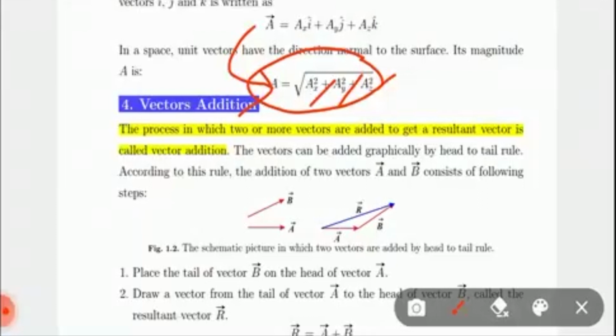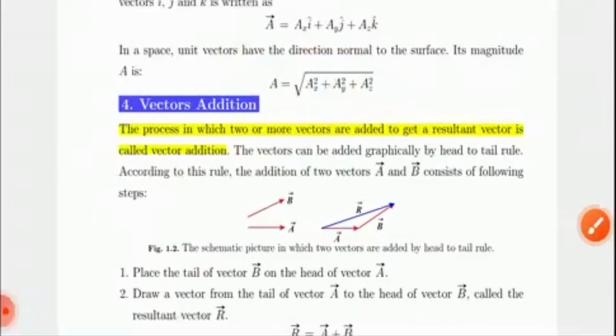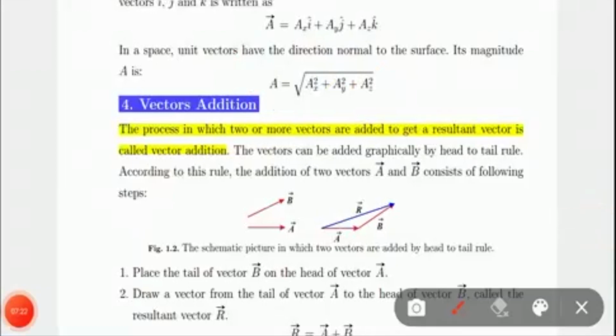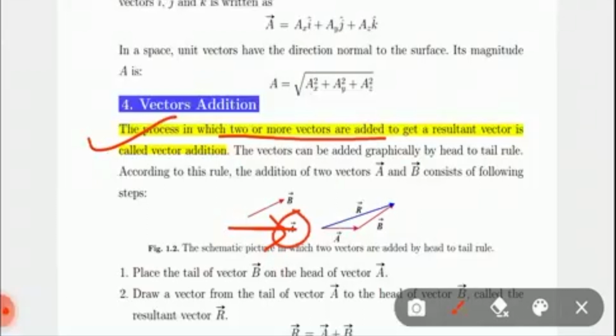Now we can add these vectors by using vector algebra. Here you see the process in which two or more vectors are added together to get a resultant vector is called the vector addition. Here in this diagram, we have two vectors. The first vector is along the x-axis, represented by the vector A, and another vector you see over here, and its name is the vector B. We can use these two vectors to add them and get a resultant vector.